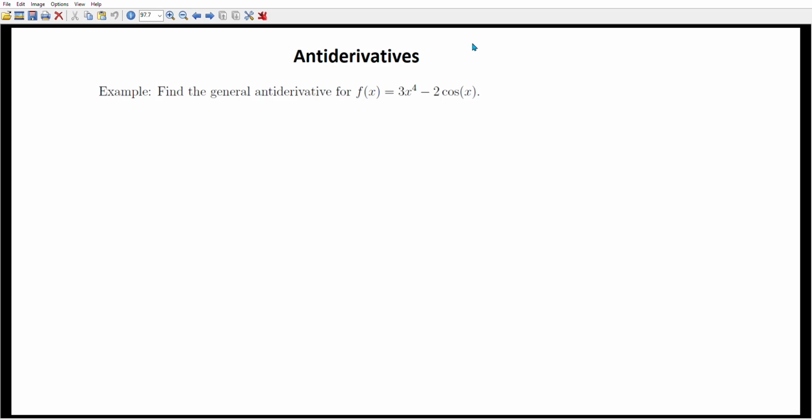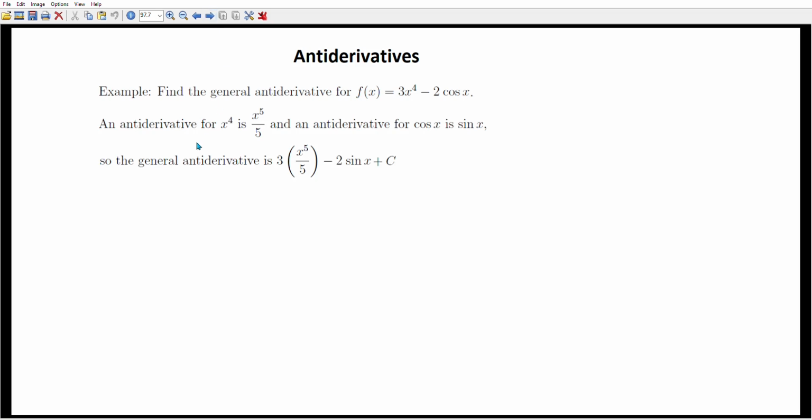So, for example, let's find the general antiderivative for 3x to the fourth minus 2 cosine x. The basic idea is find an antiderivative for x to the fourth, find an antiderivative for cosine x. An antiderivative for x to the fourth is x to the fifth over 5, right? x to the n plus 1 over n plus 1, and as we saw before, an antiderivative for cosine x is sine x. So the general antiderivative is 3 times the antiderivative for x to the fourth minus 2 times the antiderivative for cosine plus c, the arbitrary constant.